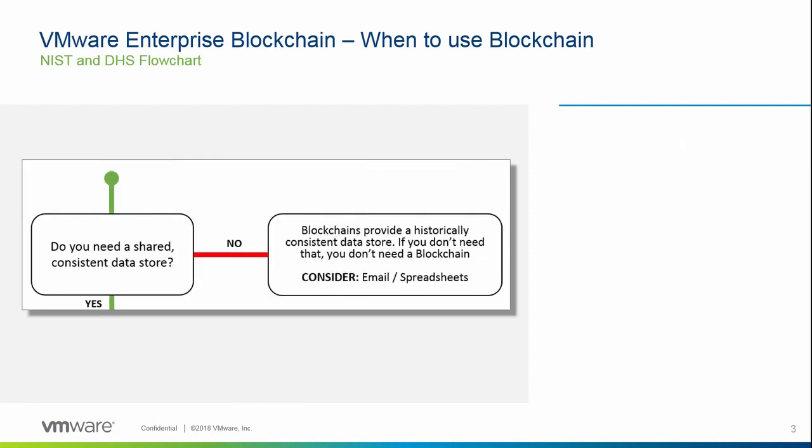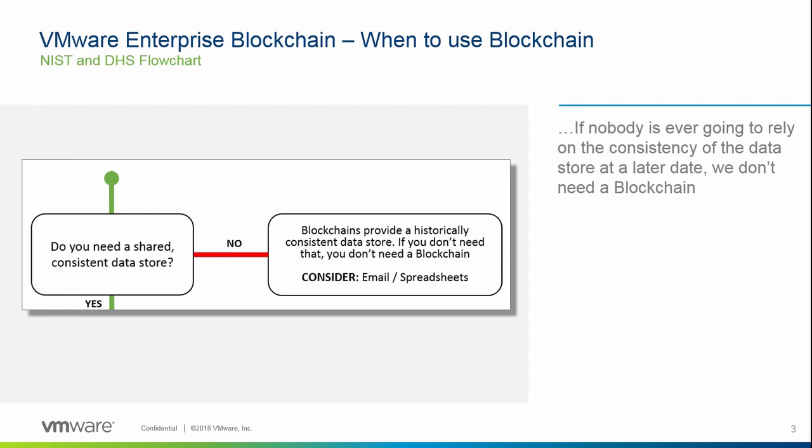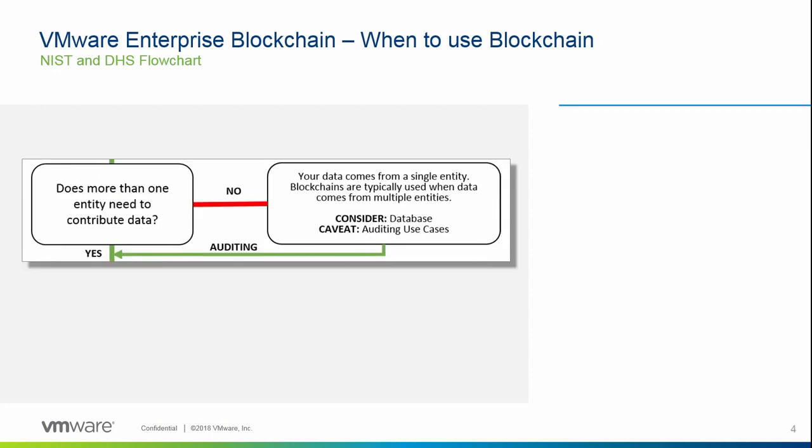So first question is, do you need a shared consistent data store? If yes, blockchain may be for you. But if you don't need a shared consistent data store, then maybe blockchain isn't for you because they provide a historically consistent data store, and if you don't need that, maybe you don't need a blockchain. Maybe just using something like email or spreadsheets would be easier. So in summary, if nobody is ever going to rely on the consistency of the data store at a later date, we don't need a blockchain.